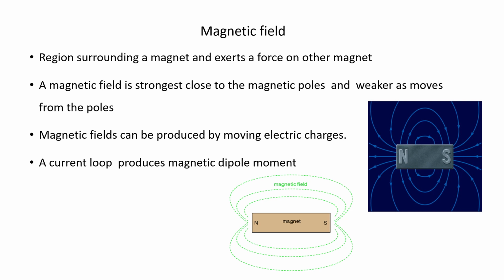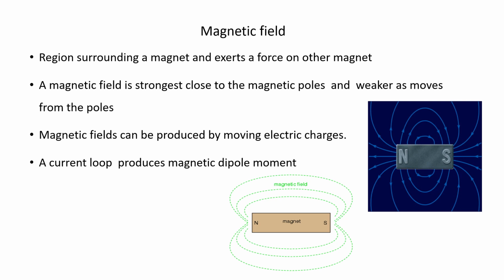And hence the magnetic field can be defined as a region surrounding a magnet. And if we keep another magnet very close to the first magnet, then the second magnet will experience a force. And this region around a magnet is called the magnetic field. That is, the magnetic field is a region surrounding a magnet, and in that region, if we keep another magnet, the second magnet will experience a force, and such a region is called a magnetic field.